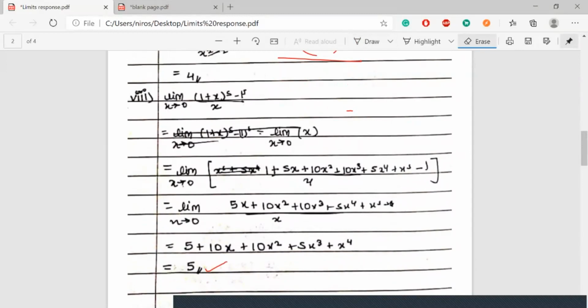Because if they gave x power 99 instead of x power 5, then what will we do? We can't expand them at that time, right? So that's why, the same thing, just substitute 1 plus x as y. This is the substitution method. That implies you will get x as y minus 1, right?